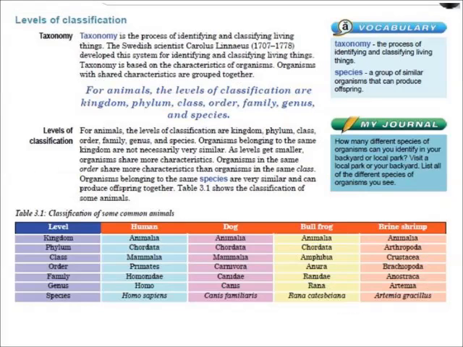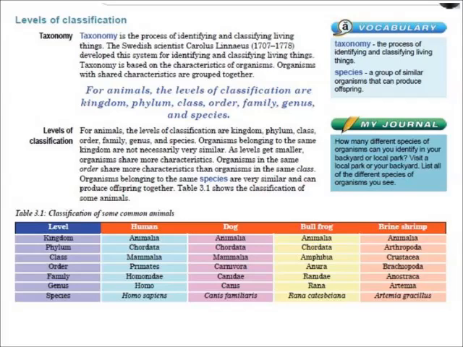Levels of classification. Taxonomy is the process of identifying and classifying living things. The Swedish scientist Carolus Linnaeus developed this system for identifying and classifying living things. Taxonomy is based on the characteristics of organisms. Organisms with shared characteristics are grouped together.